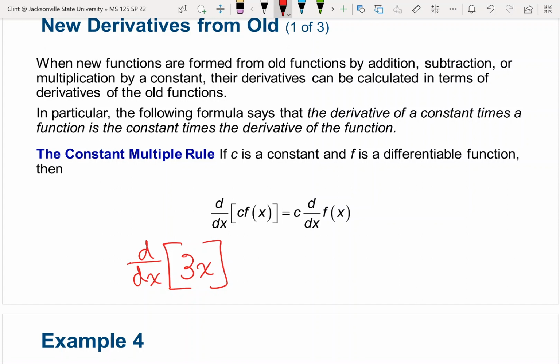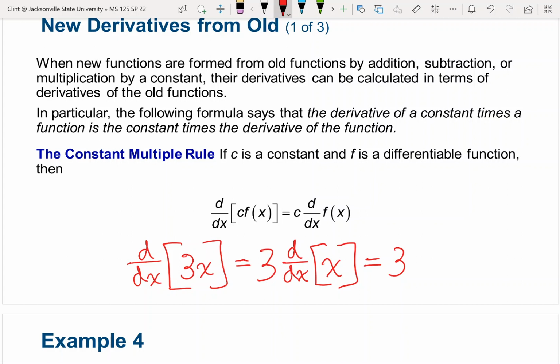This constant multiple rule is telling us this is going to be the same thing as doing 3 times the derivative of x. We can move the 3 outside the derivative. And then what's the derivative of x? 1. So 3 times 1 is just 3. So the derivative of 3x is 3.